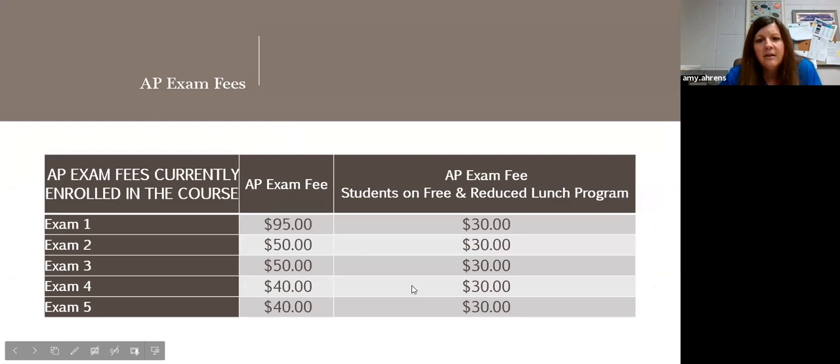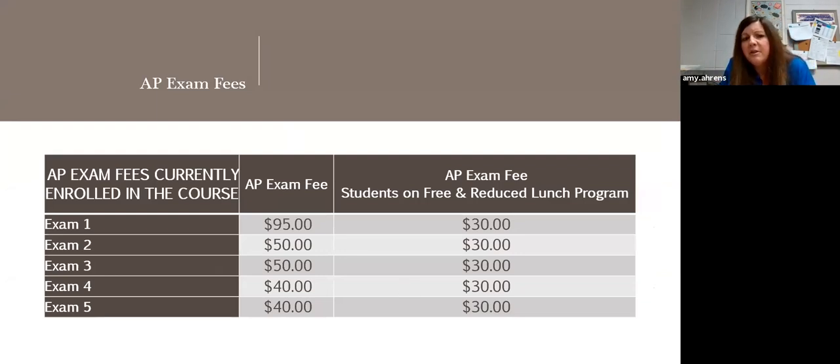All right. So our exam fees: it's $95 for the first exam. It depends on your student's schedule. Some of our kids are enrolled in more than one AP course, and some choose to take a test for a course they're not enrolled in, and we can talk about that as well. The payment schedule is $95 for the first exam, $50 for exam 2, $50 for exam 3, and then it goes down to $40. If your student qualifies for free or reduced lunch, it's $30 per exam.